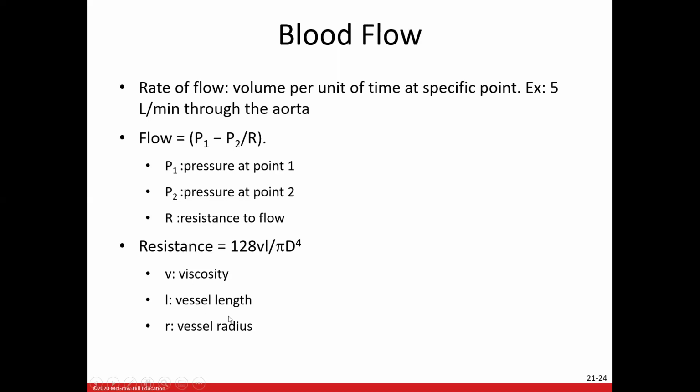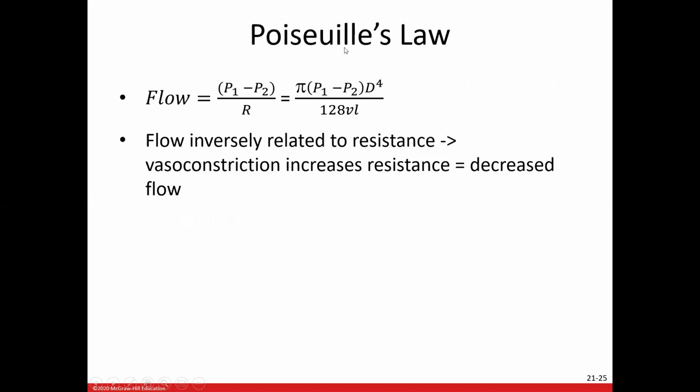Then you have L, which is just the vessel length of whatever vessel we're looking at, the aorta, a vein, etc. And then R is the vessel radius, which technically is not in the formula, but D is diameter. Diameter is just twice the radius. So resistance is based on viscosity, vessel length, and vessel radius. That all factors into R. And then by substituting R with this formula here, we get Poiseuille's law.